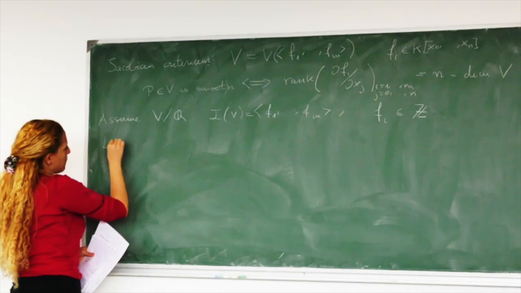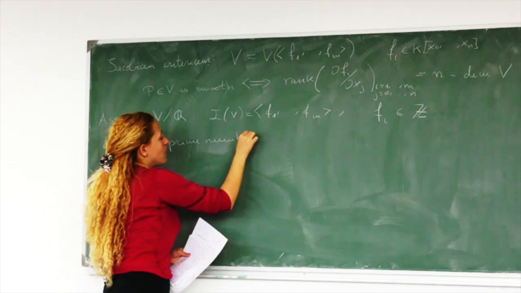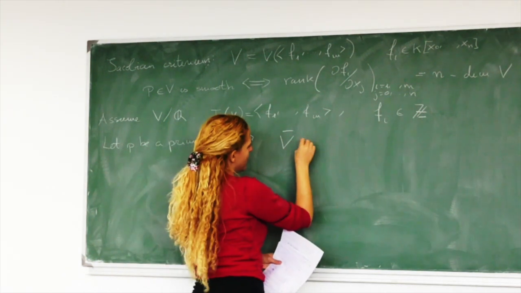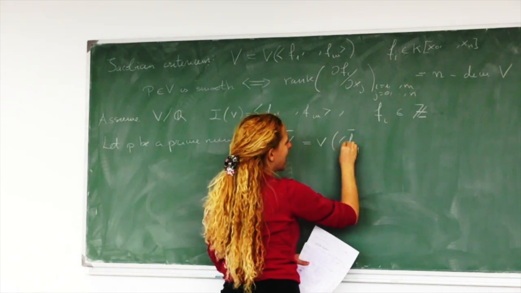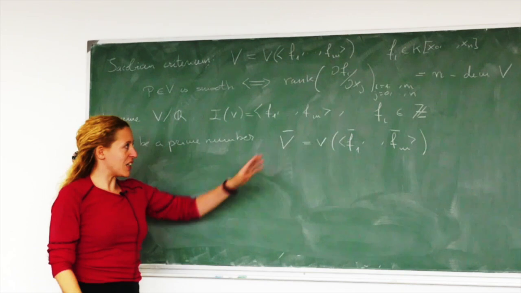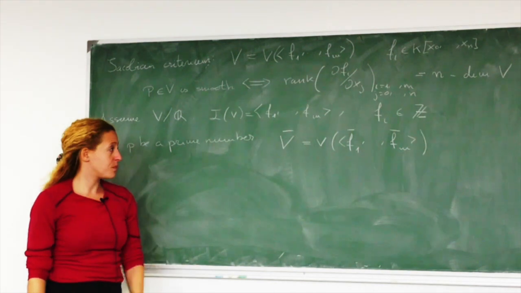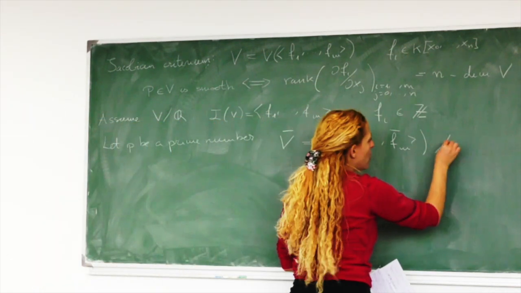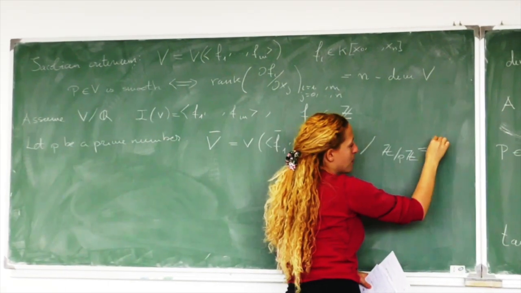So let p be a prime number. So I can define the reduction of the variety given by the variety associated to the ideal that is generated by the reduction of each of these equations. As you see, this is totally general. I'm considering this example, but I just want to be able to do the reduction modulo something. So this gives me a new variety, but this time this variety is defined over the finite field with p elements, right?